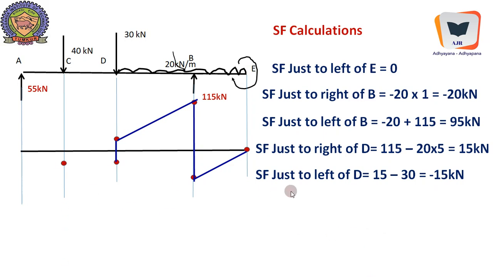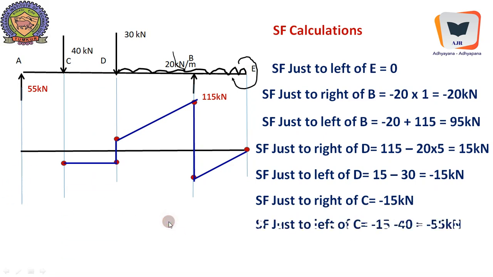Now, SF just to the right of C will be the same. It will continue because there are no other forces in between C and D. SF just to the right of C is also minus 15. It's already plotted and it is connected now. SF just to the left of C is minus 15 till here plus 40. So it becomes minus 15 minus 40. It becomes minus 55, which is plotted over here.